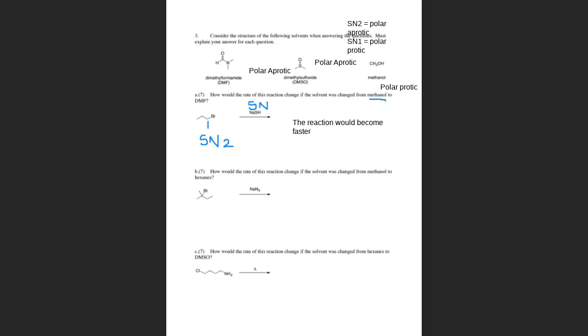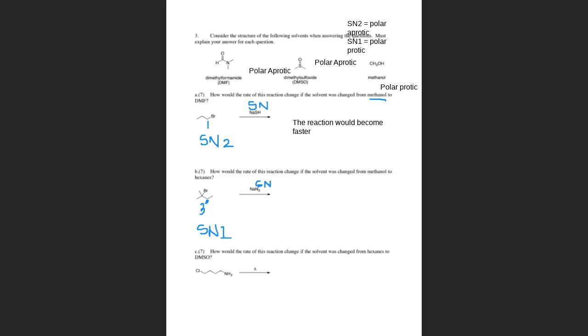Now let's look at the next reaction. What type of carbon do we have? We have a tertiary. Although we have a very strong nucleophile, and I know N3 usually goes with SN2, the fact that we have a tertiary automatically brings it to an SN1 reaction, because SN2 is just too hindered and you can't do a backside attack. Now they're asking how the rate of the reaction would change if the solvent was changed from methanol to hexane.